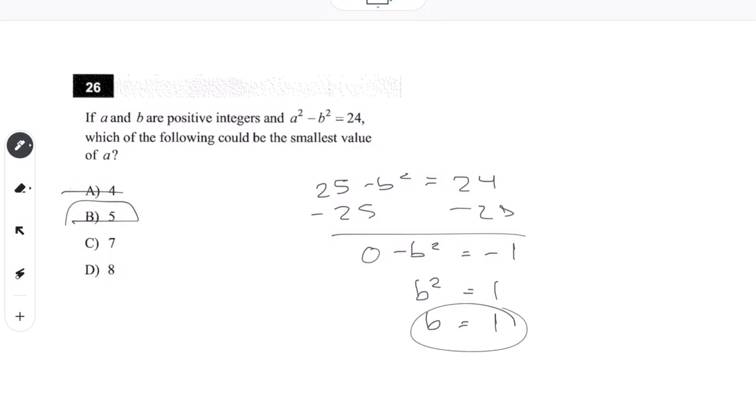This will actually get us a satisfactory answer for b as well, because b and a are now 2 positive integers, and they both satisfy a squared minus b squared is equal to 24. So therefore, the answer to this question is b.